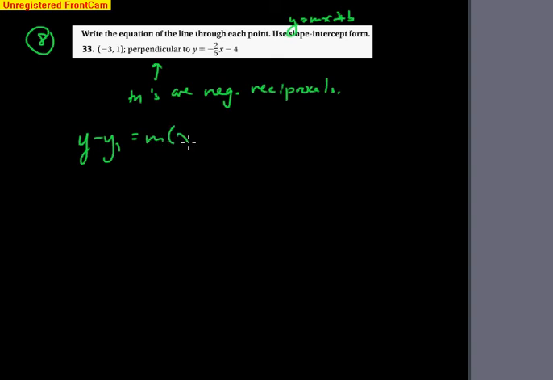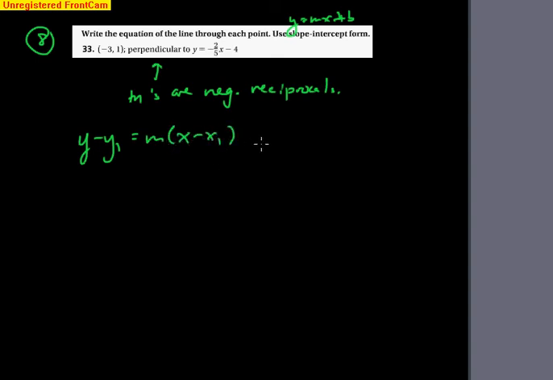All right, last one. Write the equation of the line through each point. Use slope-intercept form, so the final answer is going to be in y equals mx plus b. We have this point, (negative 3, 1), and it says it's perpendicular to y equals negative 2/5 x minus 4. You need to know that the word perpendicular means the slopes, the m's, are negative reciprocals.